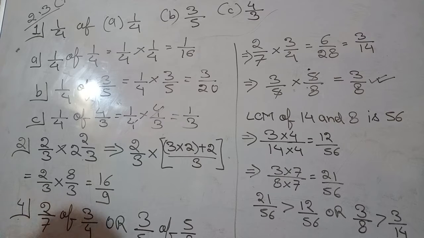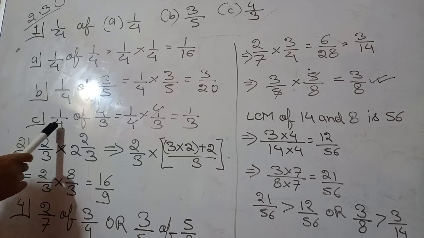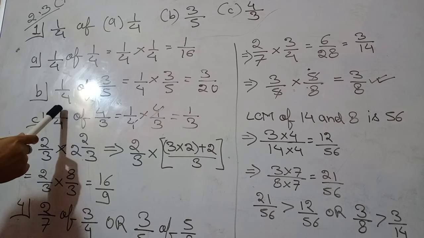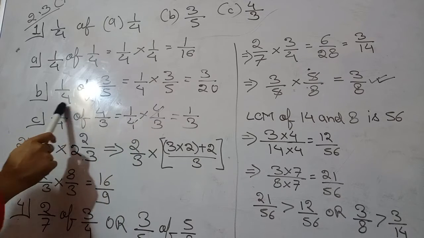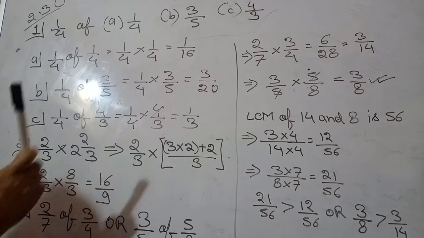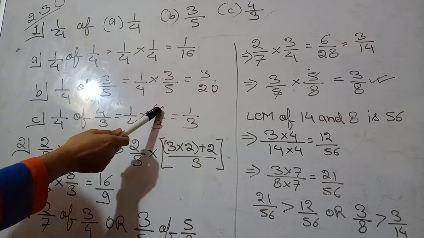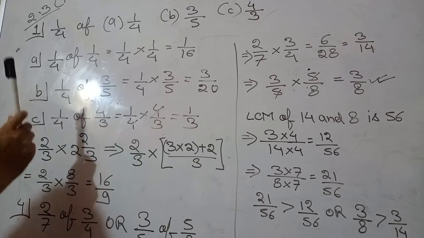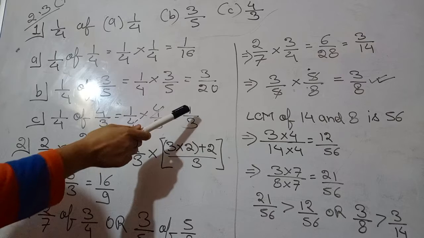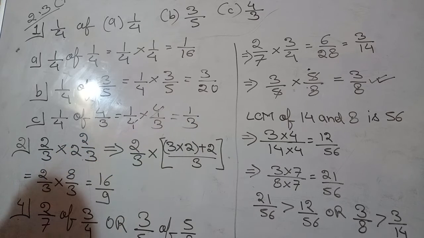C number option, 1 by 4 of 4 by 3. So "of" means multiplication, 4 ones are 4 and 4 threes are 12. Or simply you can see here 4 and 4, numerator and denominator both are same, so we can cancel it out. So here it becomes 1 and 3 as it is. So the answer is 1 by 3.